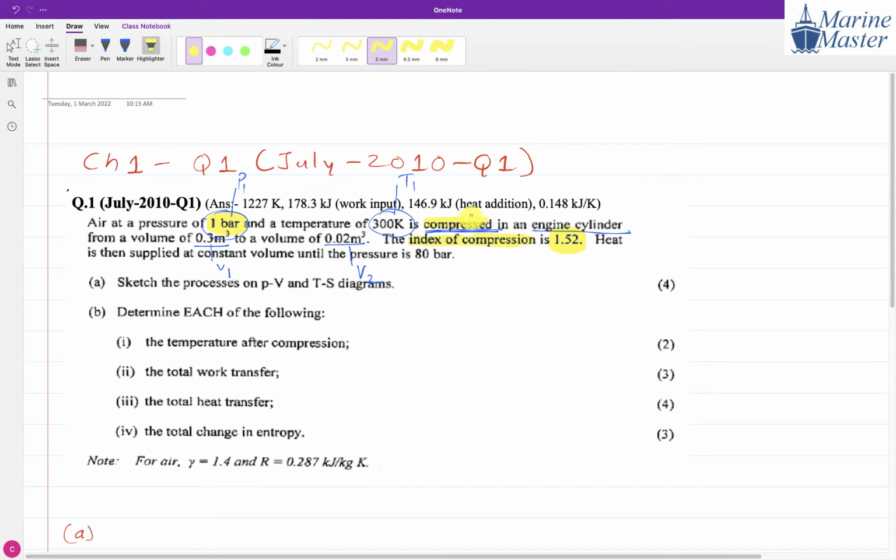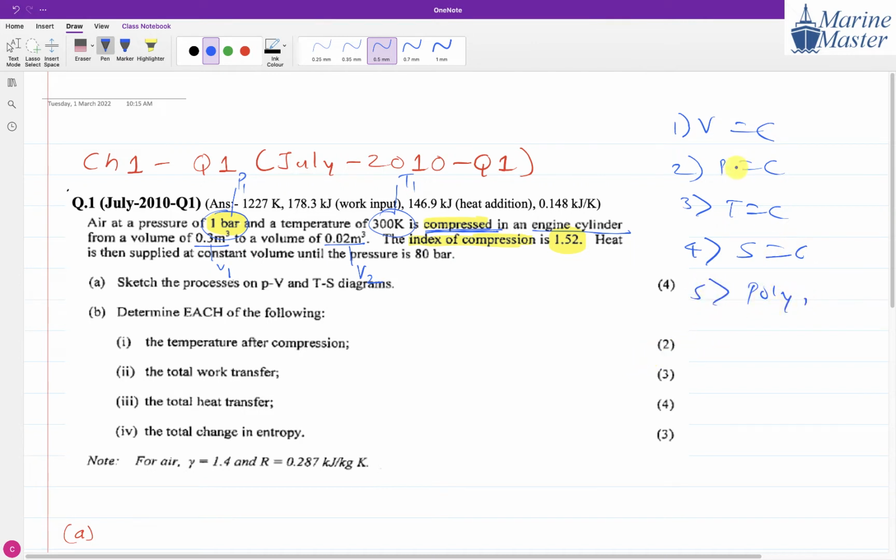Because this process is a compression process, the index of compression is related with which process? Out of these 5 processes we have seen: first, constant volume; second, constant pressure process; third, constant temperature process; fourth, isentropic process; and fifth, polytropic process. So in which process is this index of compression applicable?